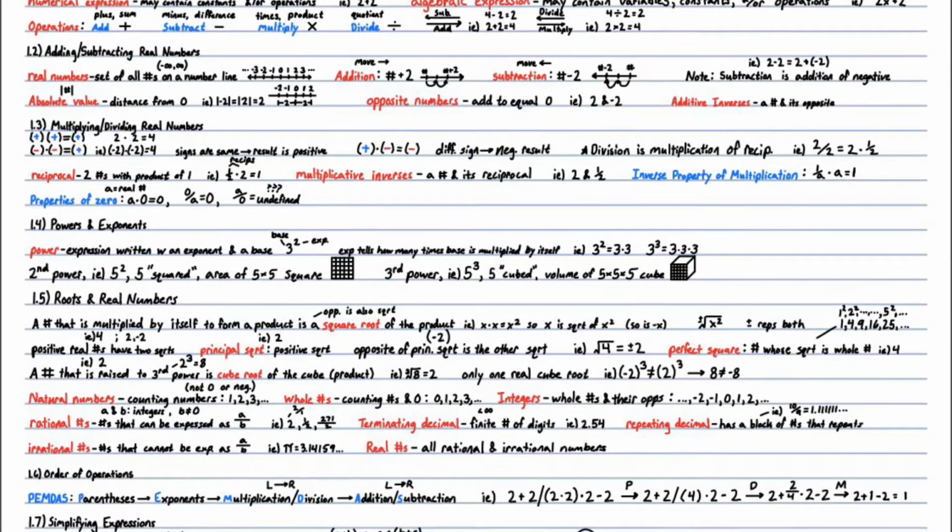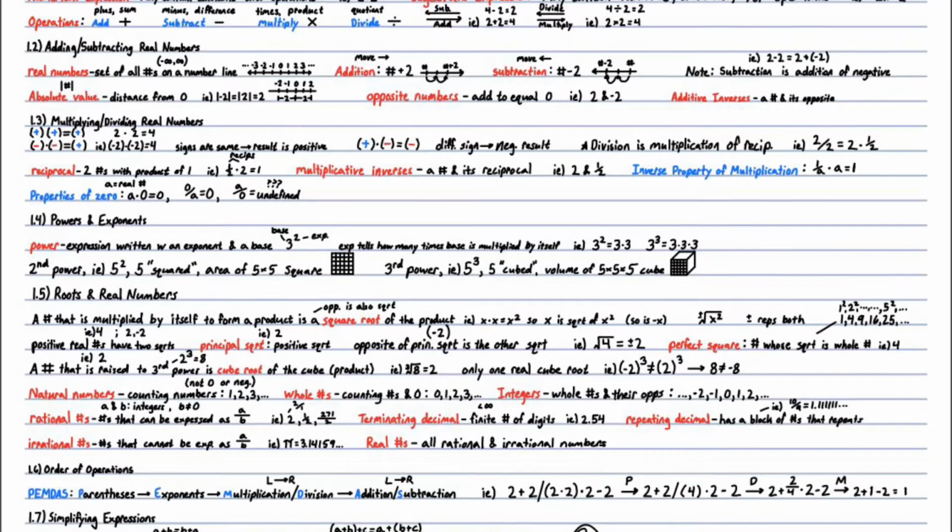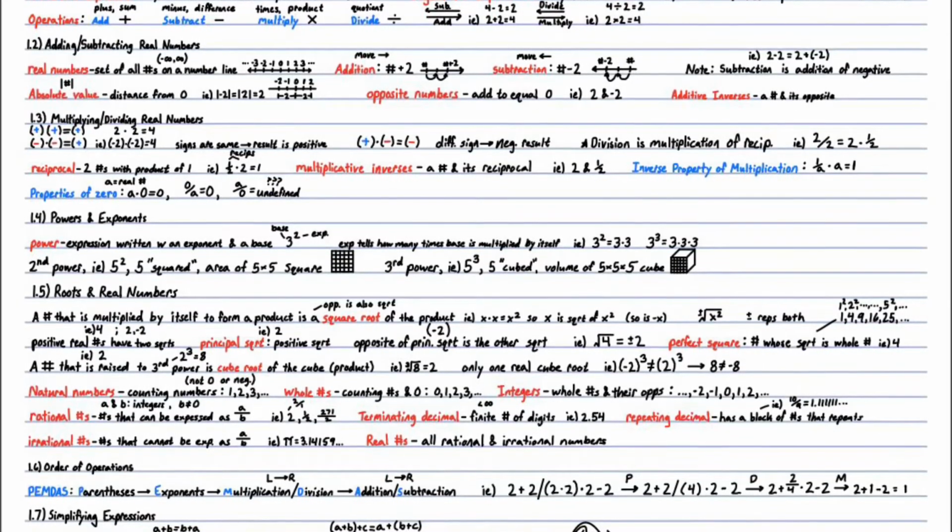Powers and exponents. A power is an expression written with an exponent and a base, i.e., 3 to the second power. 3 is the base and 2 is the exponent. The exponent tells how many times the base is multiplied by itself.